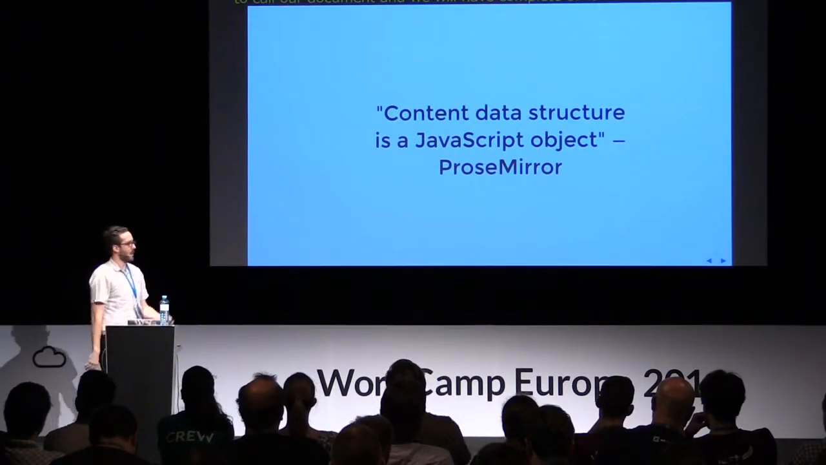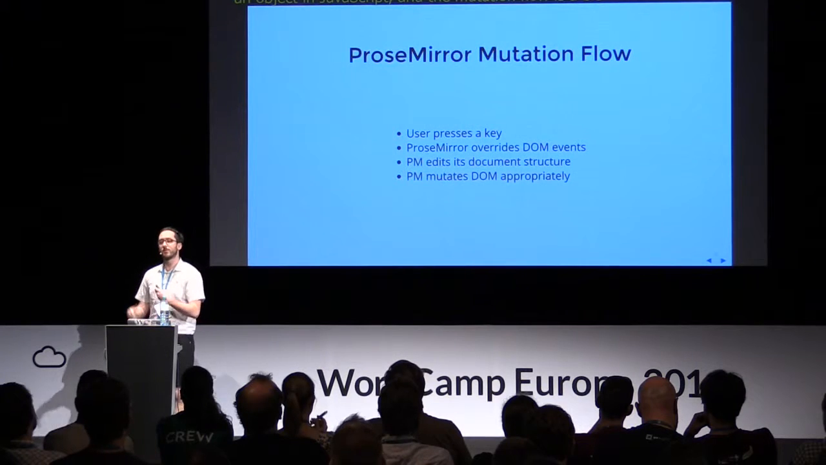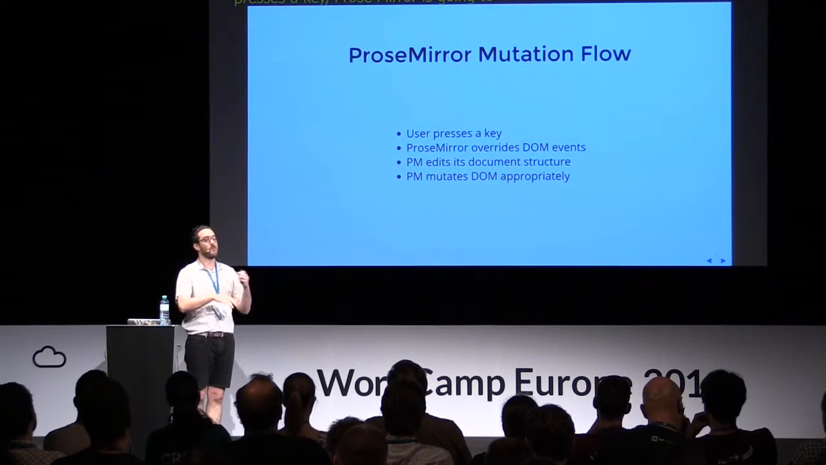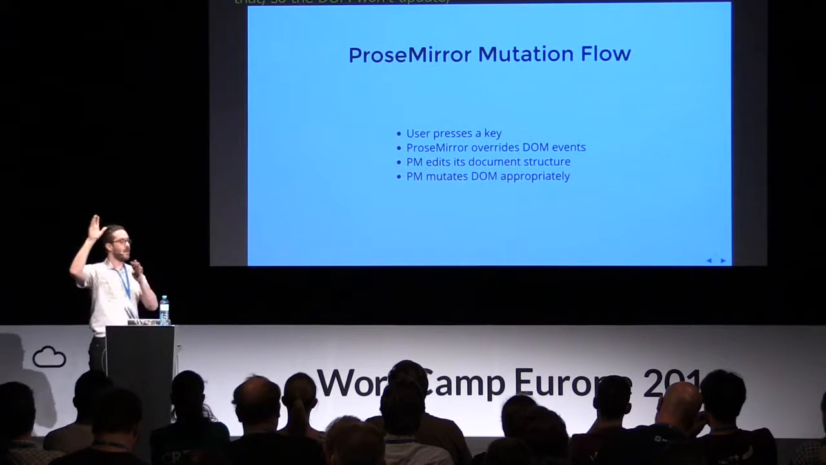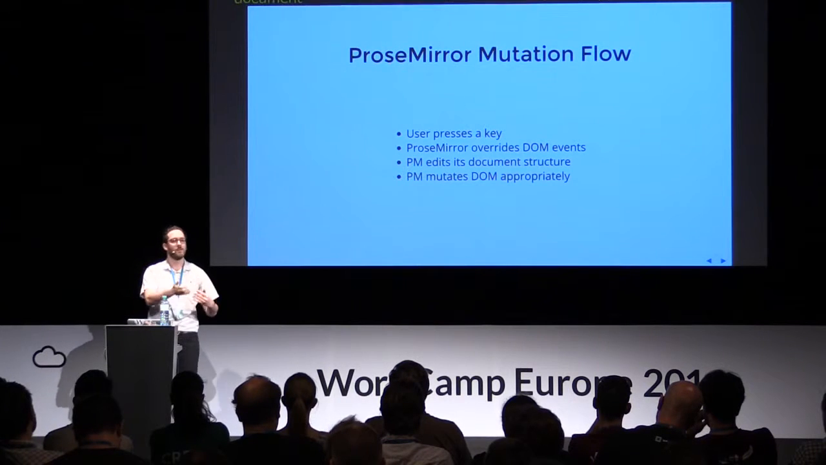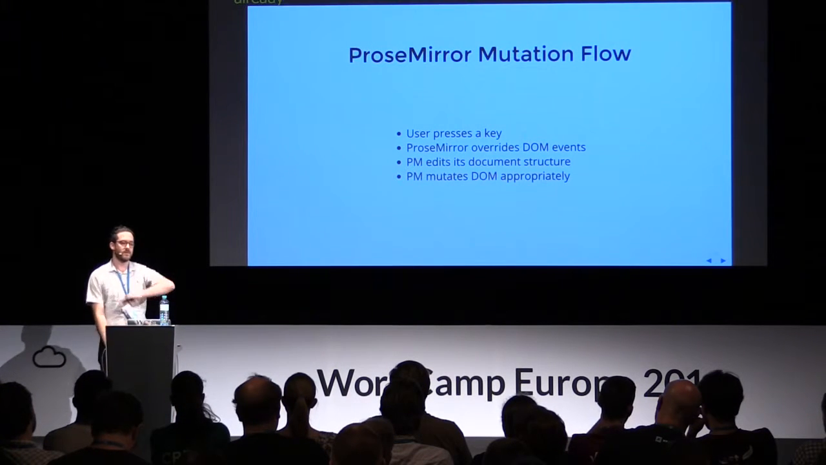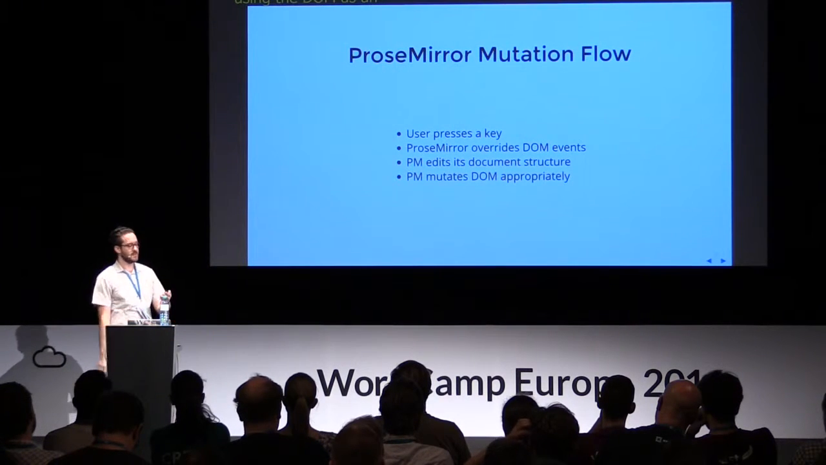ProseMirror comes in and says there's going to be a separate entity that we're going to call our document, and we're going to have complete control over that as an object in JavaScript, which is what ProseMirror is written in. And the mutation flow is a bit different, where a user presses a key. ProseMirror is going to override all the DOM events attached to that, so the DOM won't update itself at all. And ProseMirror is going to edit its internal document structure first, and then draw that to the DOM with respect to what's already there, similar to DOM diffing things like React put in place, so that you're only using the DOM as an input-output device and avoiding the browser inconsistencies that contenteditable produces.